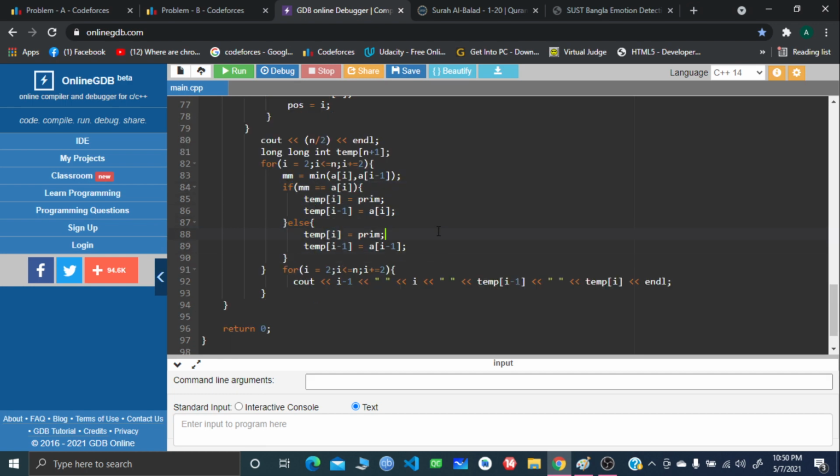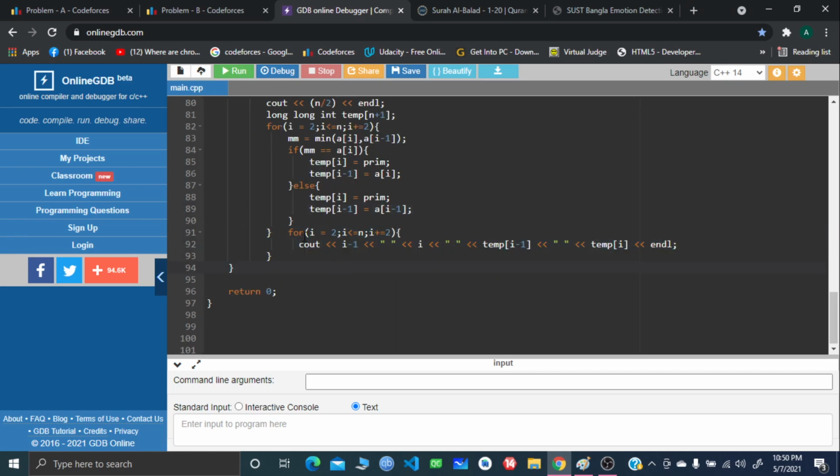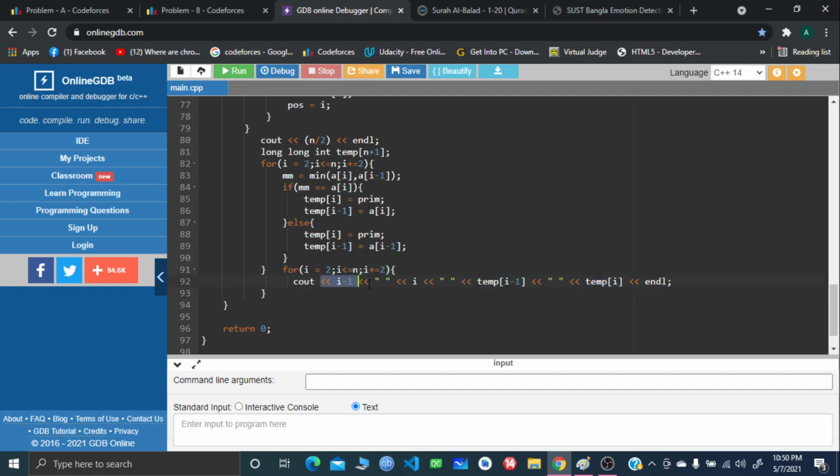If it's not, then I know that our minimum value is already there, so just basically temp of i minus 1, the new of i minus 1, is equal to a of i minus 1, the previous of i minus 1, because I know this a of i minus 1 is actually referring to the minimum value. That's all. After that, just print each and every operation's values, which is i minus 1 and i, the two indexes that we're considering, and the two values that we're going to be taking, which is basically the new one.